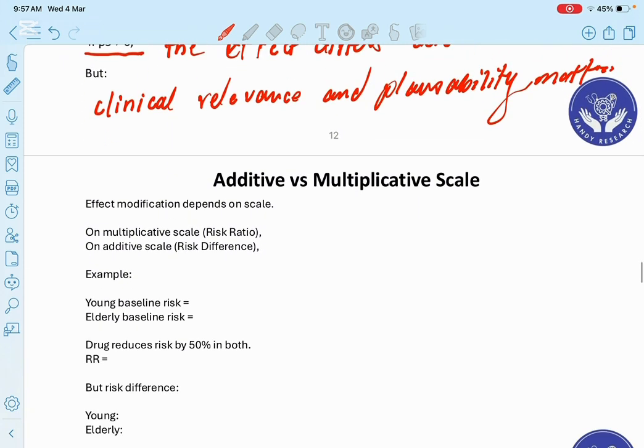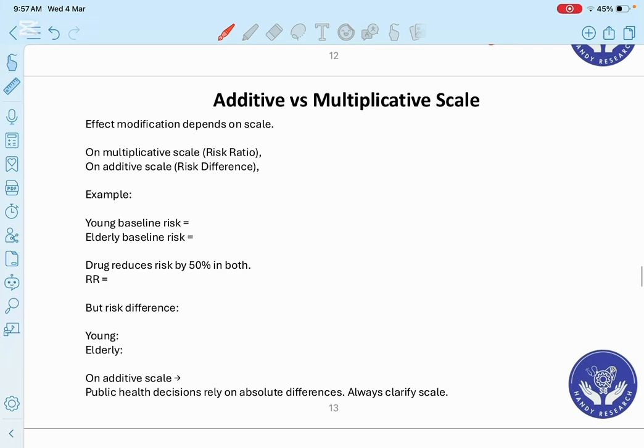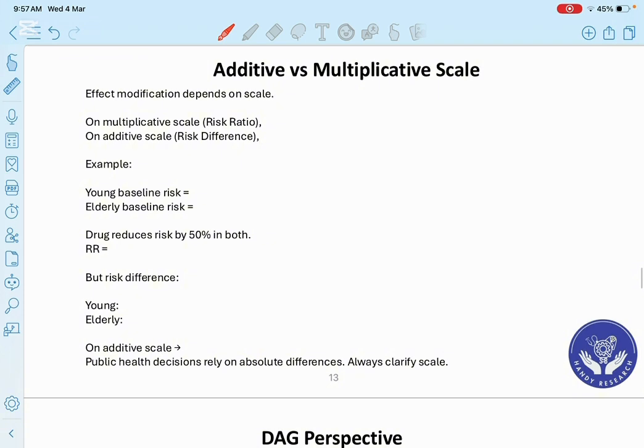Now, additive versus multiplicative scale. Let's understand this deeply. Which scale is important in which factor? Effect modification depends on scale. On the multiplicative scale, we use risk ratio, and on the additive scale, we use risk difference. Because on the multiplicative scale, the effect may appear constant, while on the additive scale, the effect may differ.